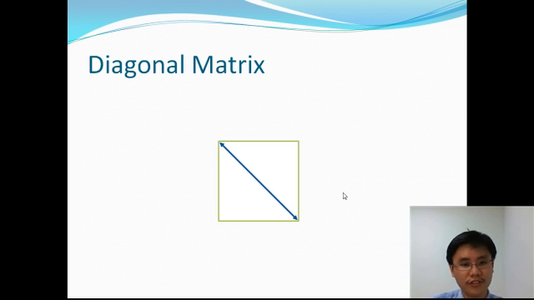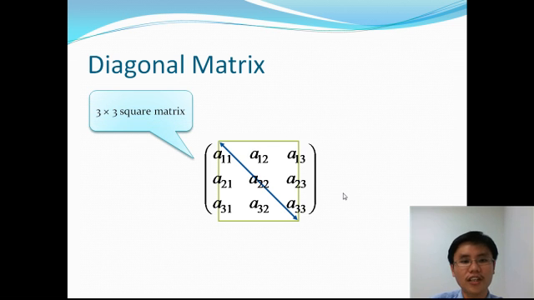Let's try another one. Consider a 3 by 3 square matrix. By using the picture of the square, what are the elements that lie on the diagonal?